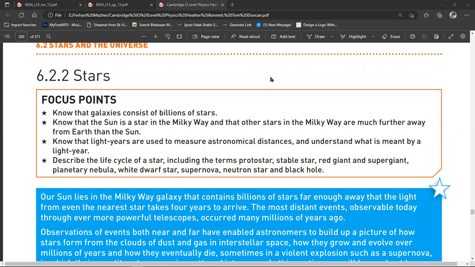Know that light years are used to measure astronomical distances and understand what is meant by a light year. Describe the life cycle of a star, including the terms protostar, stable star, red giant and supergiant, planetary nebula, white dwarf star, supernova, neutron star, and black hole. So these are the terms which we will be learning here.